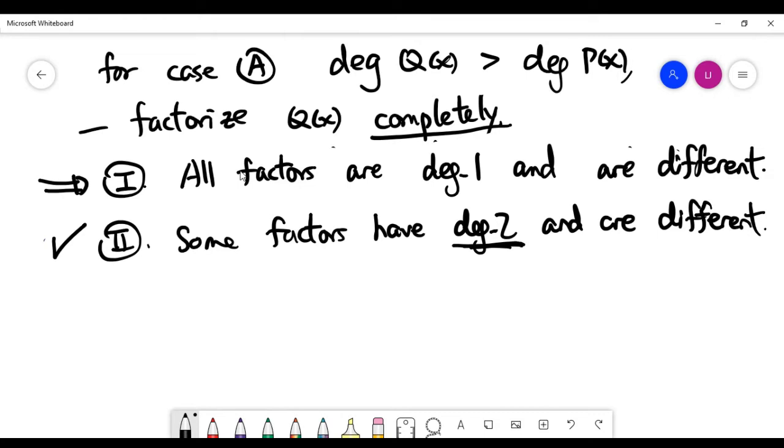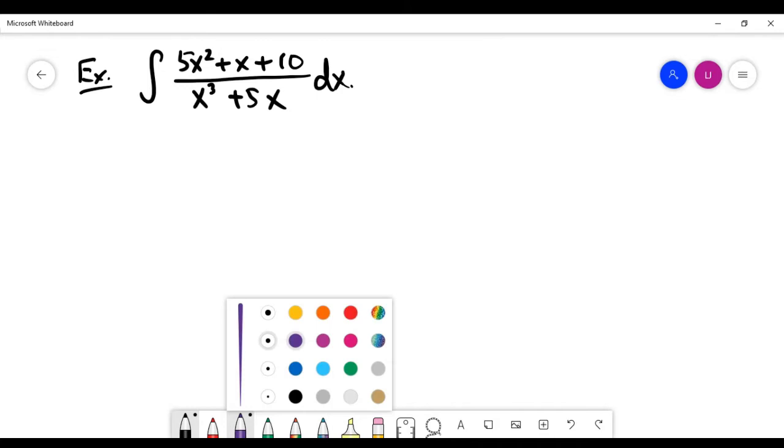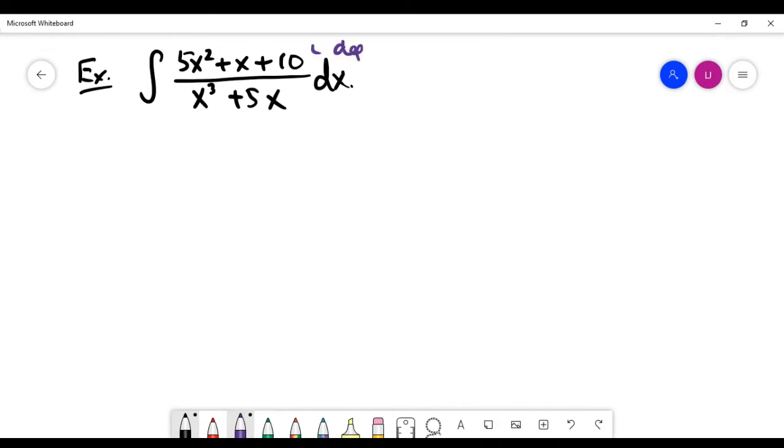And now let's check out one example. So please look at the current case. Now the top has a lower degree than the bottom, because the top has degree 2 and the bottom has degree 3. So we can continue our discussion now. So let's factorize the bottom.